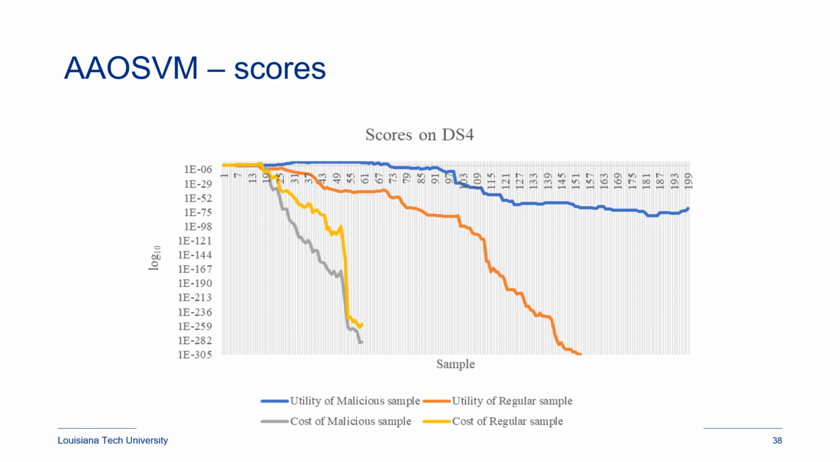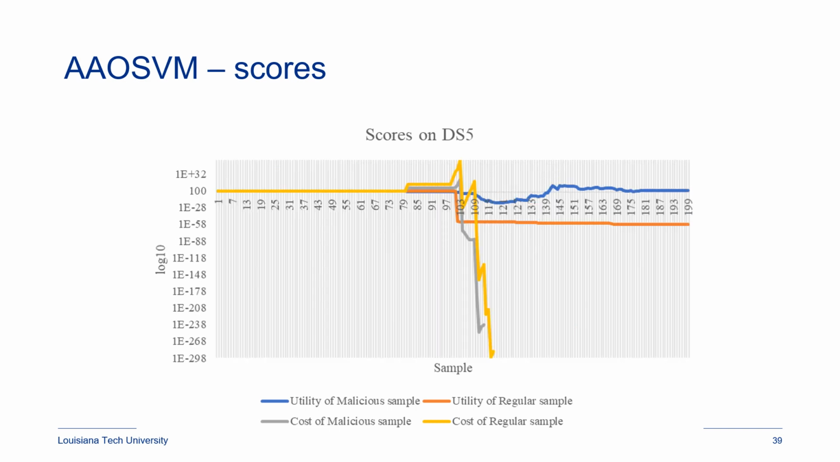The costs on DS4 and DS5 went to zero with less than 120 samples. As shown on the graph, the utility of regular samples on DS4 went to zero with less than 160 samples, which means that for DS4 the scoring had no effect on the training criteria after only around 1% of the samples. Both the utilities on DS5 and the utility of malicious samples on DS4 have stabilized at some number other than zero, which was the desired behavior.